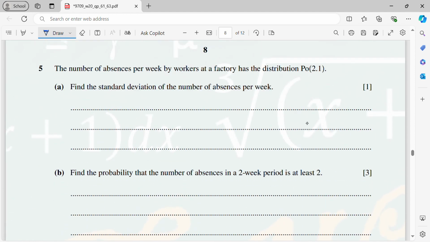Okay, next question, number 5. The number of absences per week by workers at a factory has a distribution of Poisson 2.1. Find the standard deviation of the number of absences per week. So for information, this is mean and also variance. Okay, so now standard deviation is square root of 2.1. Then you will get 1.449 and round to 3 significant figures, that is 1.45.